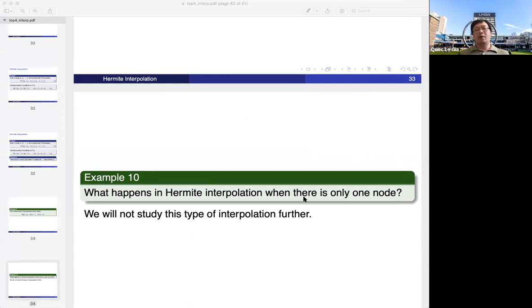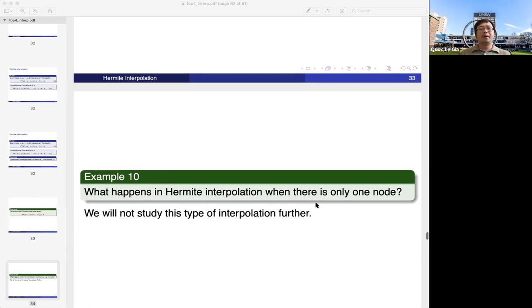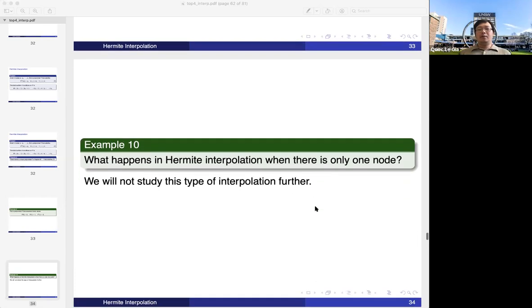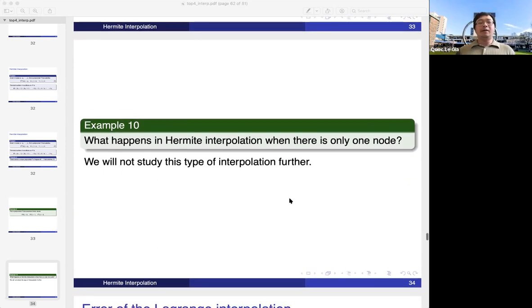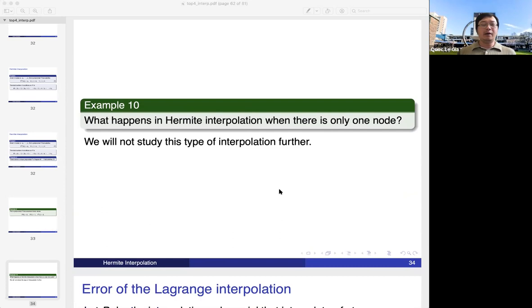Yes. So if you have only derivative at one point, then essentially this is a Taylor polynomial. Okay, so you've seen it before, right? So it's very good. Okay, so you're still awake. Yeah. So now we will not discuss this type of interpolation further.